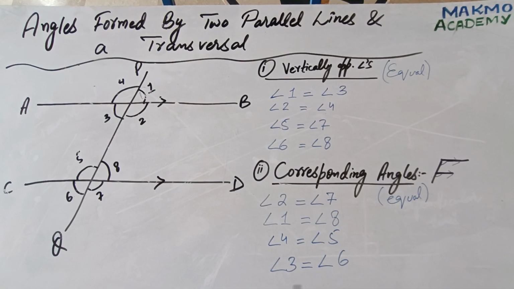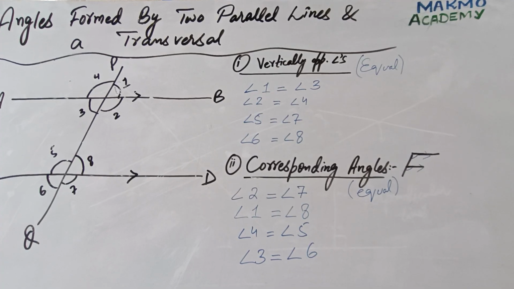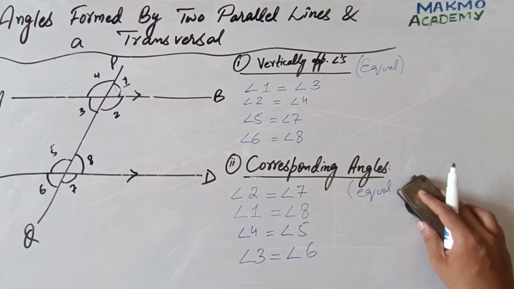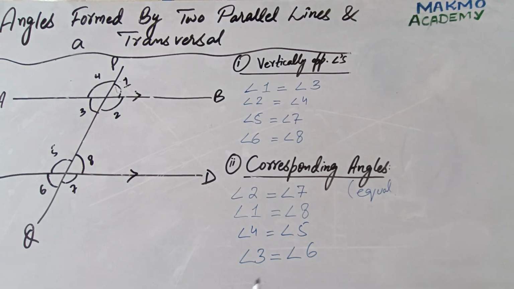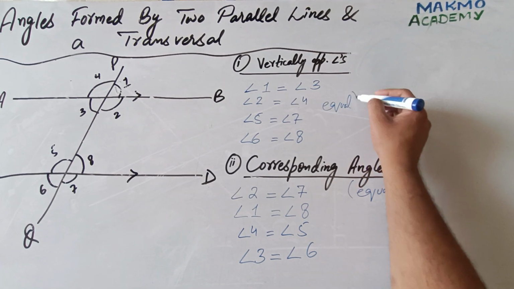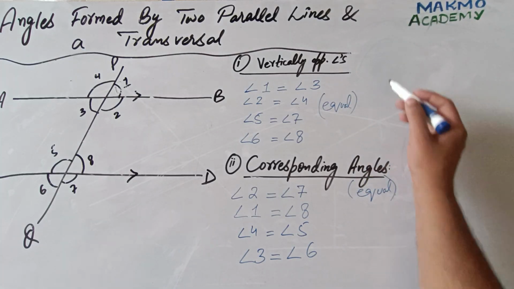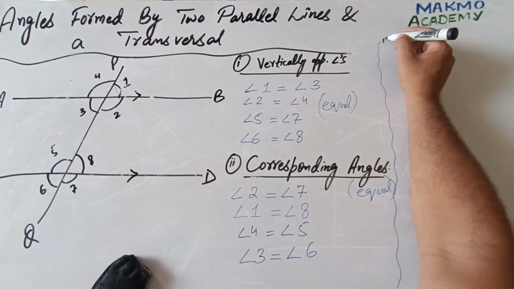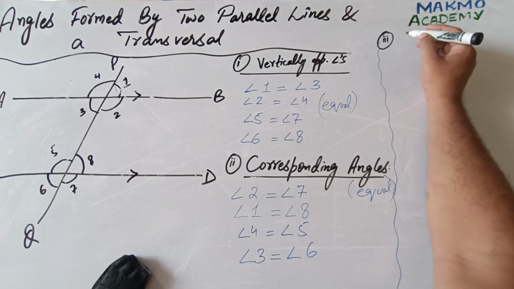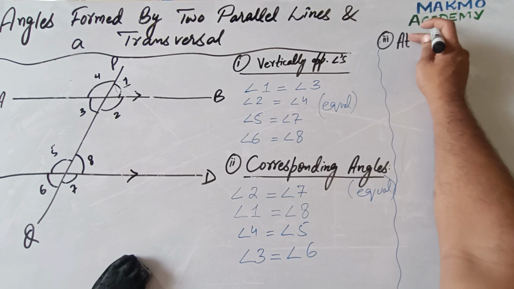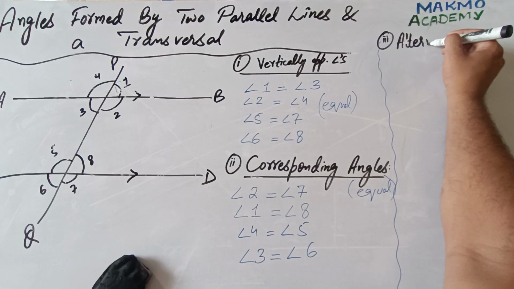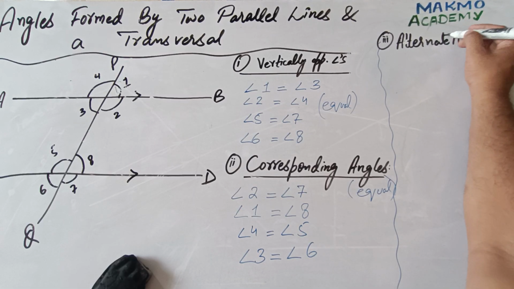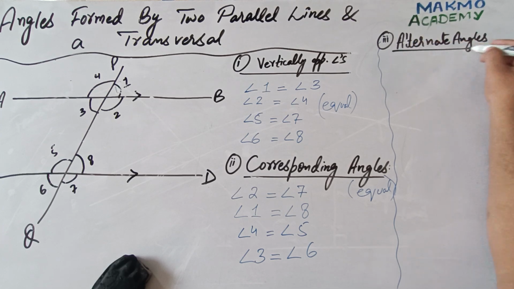Now let's move towards another property. I'm raising this F in order to make some room. So these are equal angles, and corresponding angles are also equal to each other. Now let's look at the third type, alternate angles, and these can be identified with the letter Z.